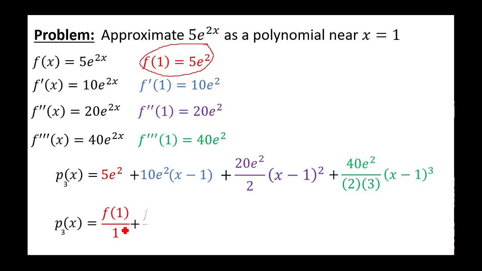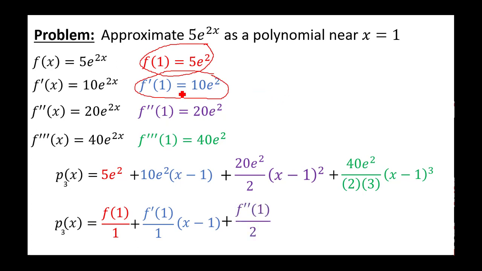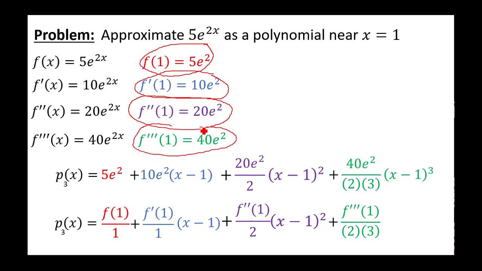In our next term, we just had this f prime of 1 on the top. Again, divided by 1 to make the pattern clear. And of course, this time we had to multiply that quantity by x minus 1. In our third term here, we just had our second derivative, because we had this relationship, right? Except this time now we're dividing it by 2. And then we're going to multiply that by the quantity x minus 1 squared. And for our fourth term here, based on this equality, we've got our third derivative evaluated at 1, divided by 2 times 3, and then multiplied by this quantity, x minus 1 cubed.